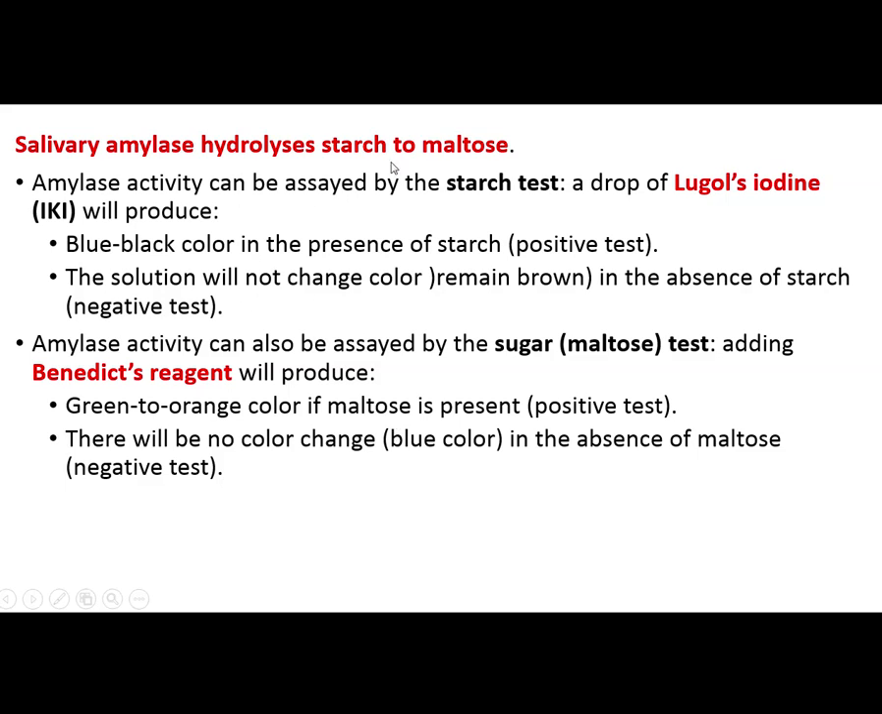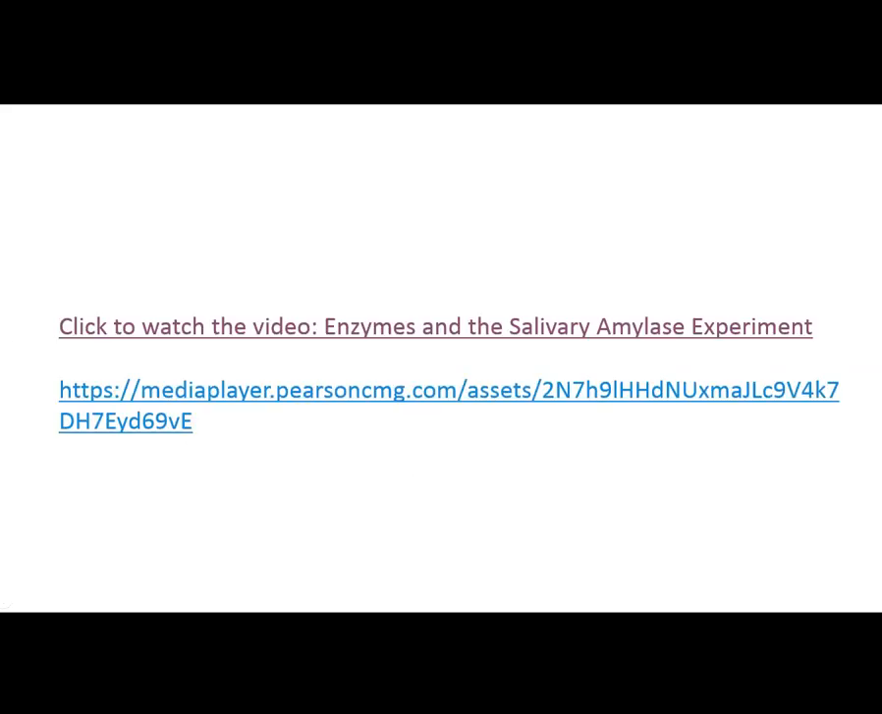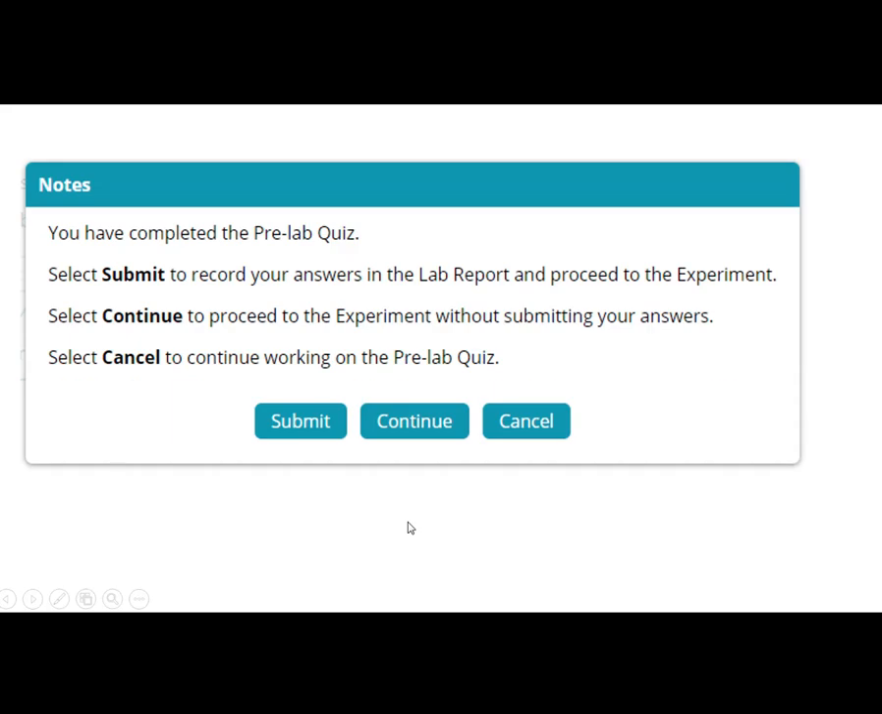And with this starch or Lugol's iodine test, you can detect the presence of the substrate, and then with the Benedict's reagent test, you can detect the presence of the product. So all of this is going to be very nicely described in this video. So here's a link. So you should watch this, and this actually shows you how this is done. And then once you have this idea, you can go through the lab and make sure that you submit your answers to the pre-lab quiz.